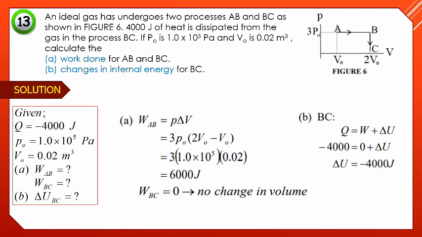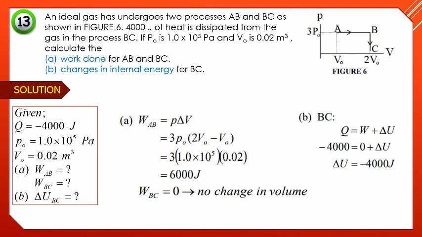For question number 13, an ideal gas undergoes two processes, AB, which is isobaric, and BC, which is isochoric, as shown in the figure. 400 joule of heat is dissipated from the gas in the process BC. If the initial pressure and initial volume are given, we need to calculate the work done for AB and BC.